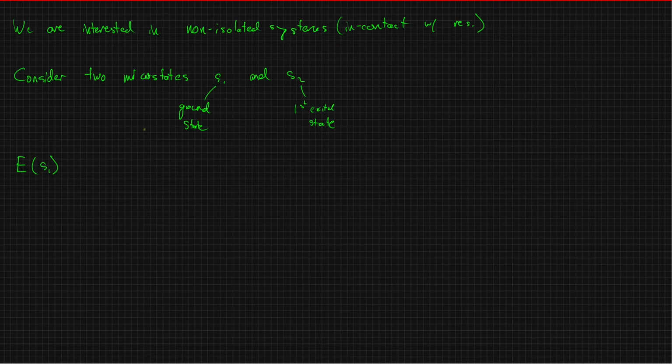So when it's in the ground state, this just spits out minus 13.6 eV. So E of S1 and E of S2 are defined as the energies. And we're also going to define P of S1 and P of S2 as the respective probabilities of these two different microstates. So these are the probabilities.